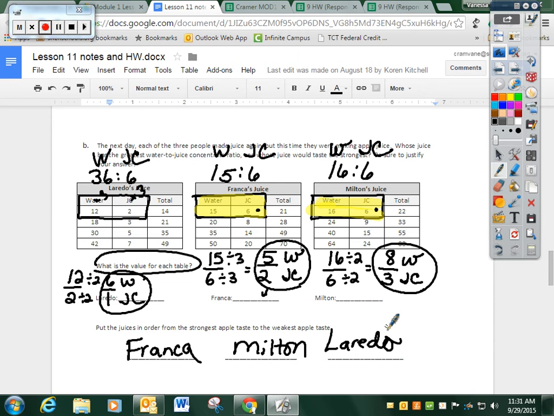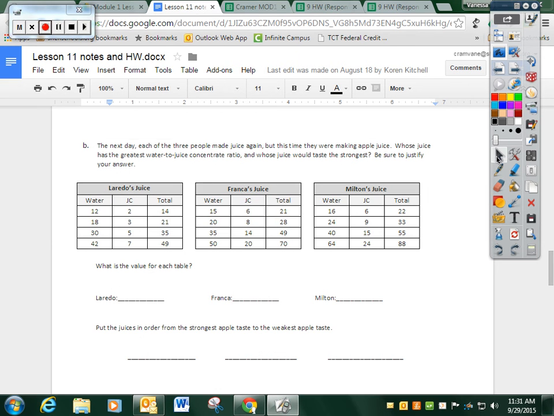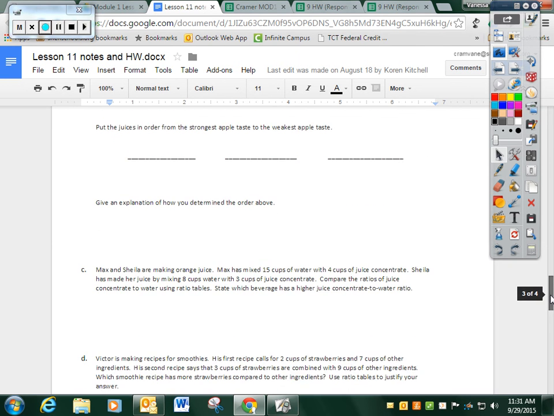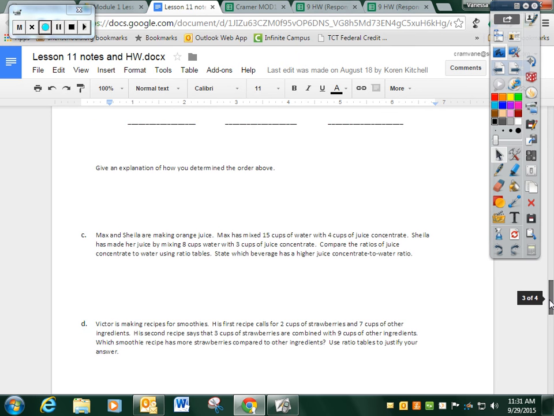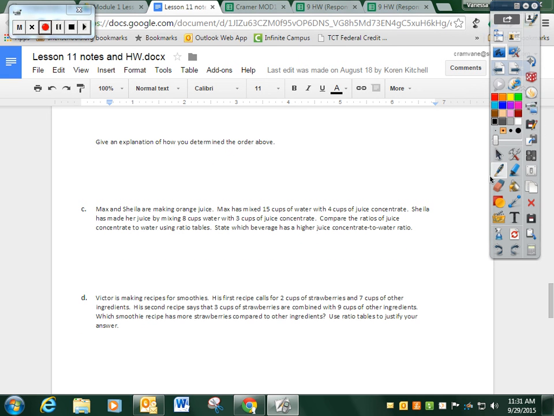So in this example, scaling down didn't help us. We found 2 that were the same, and we scaled one up. It's kind of cool. Let's see what else. Give an explanation of how you determine the order above. I would just write, I scaled up one of the ratios. Okay, and that helped you compare to the other 2.